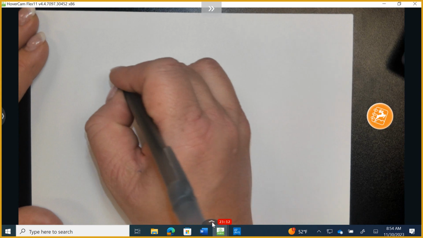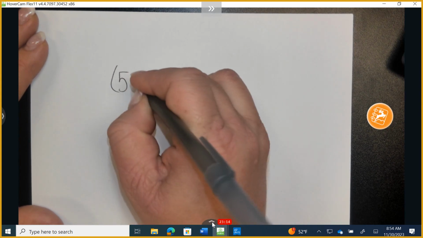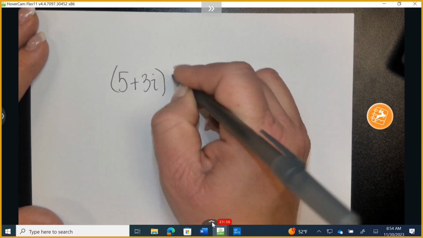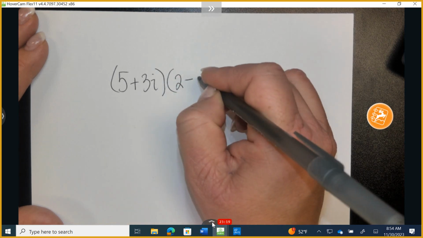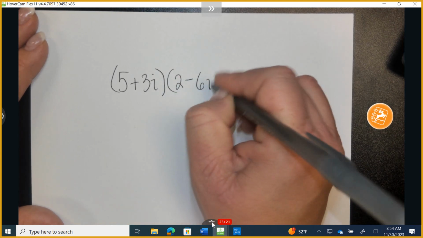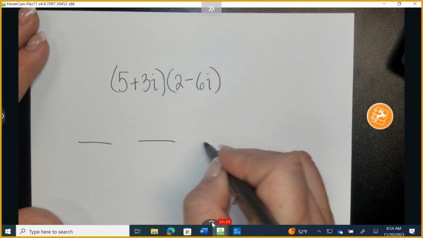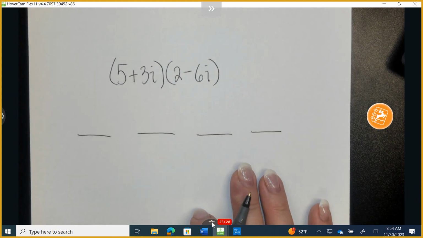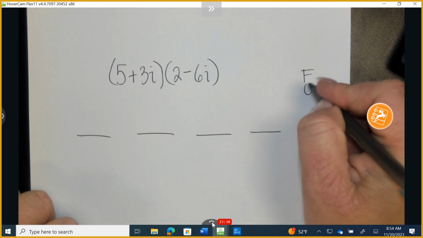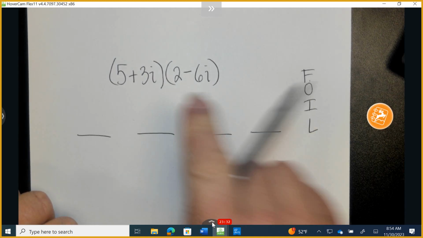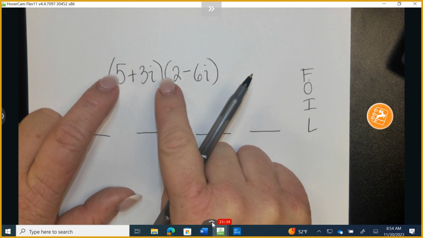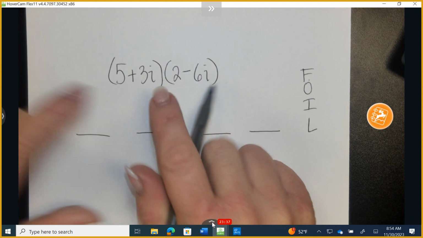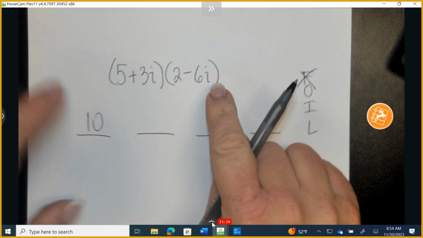If you understand this concept through lots of practice, you will understand the very last concept of today. So let's practice this a few more times. 5 plus 3i, 2 minus 6i. Make 4 lines. Eventually, when you're doing this on your own, you don't have to, but let's do this to make the least amount of mistakes. I'm going to put FOIL off to the side. You don't have to. So I'm going to start with the front. Okay. 5 times 2. Thank you. 10. I'm going to do the outside.